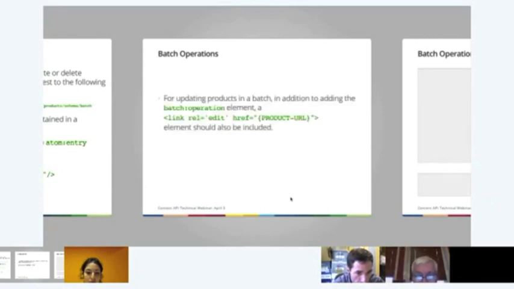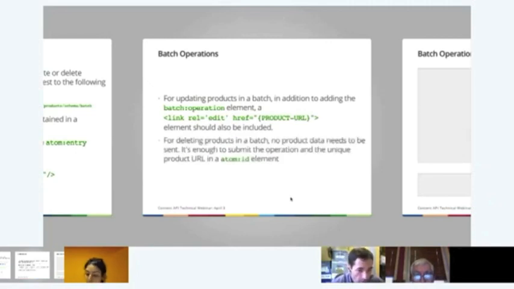And a few other things to note. Like I said, for delete and update on the individual request, you need the rel equals edit link for them to succeed. Well, that's true for update requests, but for delete requests, you actually need to set an Atom ID element with that unique URL for the product. And actually, for batch deletes, you don't need any of the other product data. You just need batch operation delete, and you need that ID. Because, as a parallel to the single request, what are we really using?